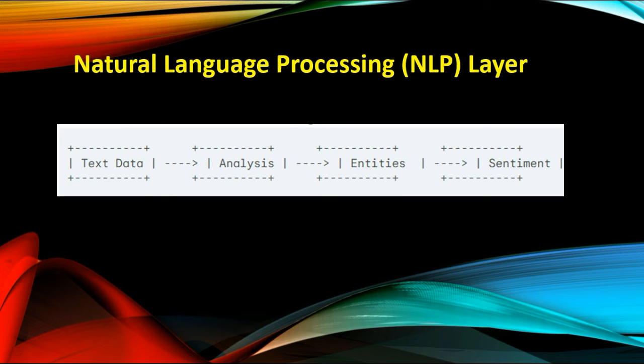Natural Language Processing, NLP, layer. This layer processes the text data acquired from various sources. It uses NLP techniques like text analysis, understanding the grammatical structure, syntax, and semantics of the text. Entity recognition, identifying key entities like people, places, or organizations mentioned in the text. Sentiment analysis, understanding the emotional tone or sentiment conveyed in the text.